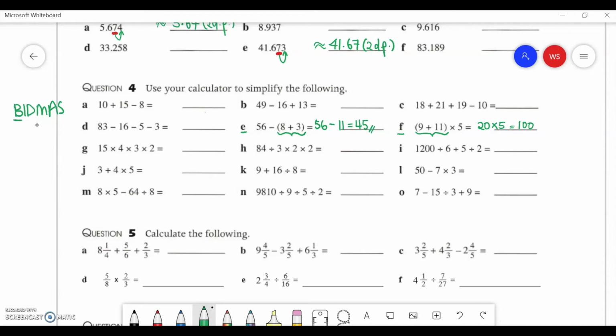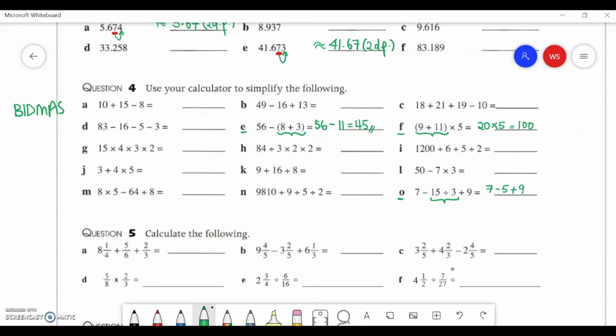All right, let's try another one. We can try O, so 4O. That's 7 minus 15 divided by 3 plus 9. So looking at our BIDMAS prompt on the left over here, there is no brackets. Moving to the next one, there is no indices. Moving to the next one, there is division from there. So we'll solve division within the equation first. So 7 minus 15 divided by 3 gives you 7 minus 5 plus 9.